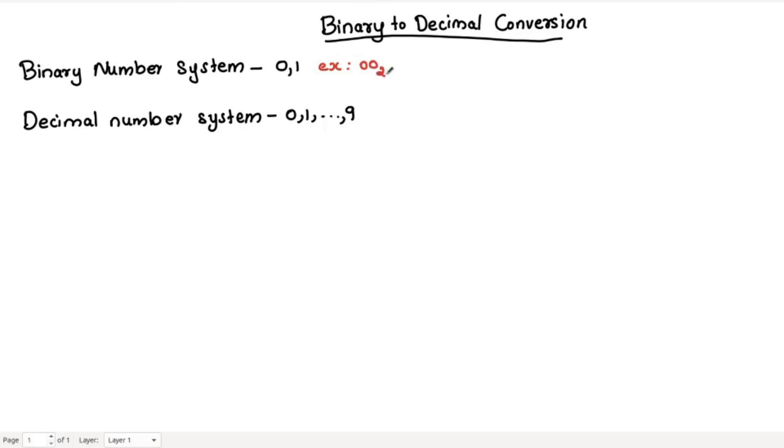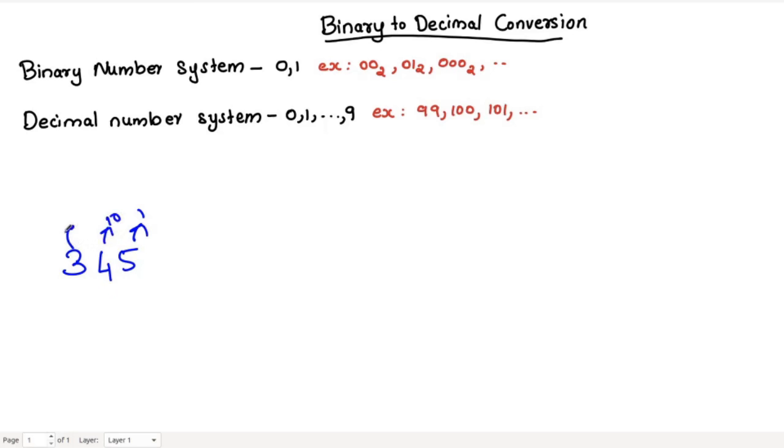We usually denote it by writing 00 with a subscript 2, which denotes the binary number 00 to the base 2. Then 01 to the base 2, 000 to the base 2, etc. In the decimal number system, we represent numbers as 99, 100, 101, etc. Next, we will see how to convert a number to its decimal equivalent.